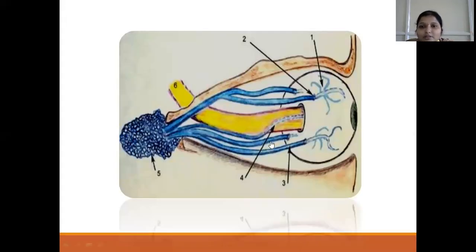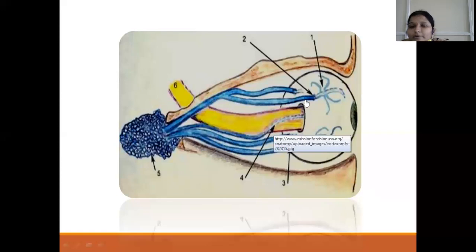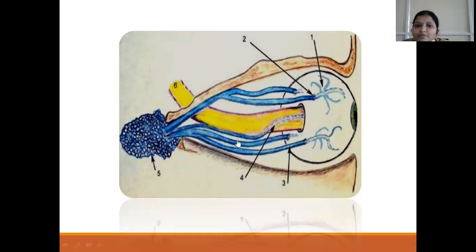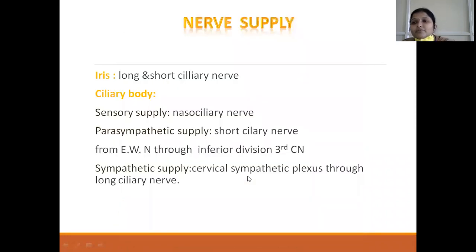So here you can see these are the superotemporal and superonasal vortex veins. They are present near the equator. This is the inferotemporal and inferonasal vortex veins. They drain into the inferior ophthalmic vein, and the superior ophthalmic vein. These both veins drain into the cavernous sinus. So that completes the venous drainage.